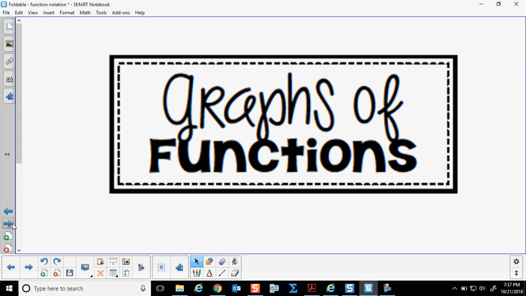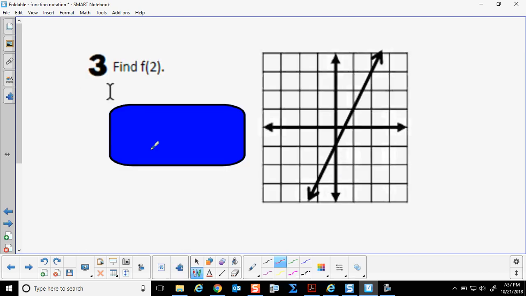Graphs of functions. Find f of 2. So remember, f of x is equal to y. So we're trying to find y. They gave us x. So when x is 2, what is y? 3. F of 2 is equal to 3.